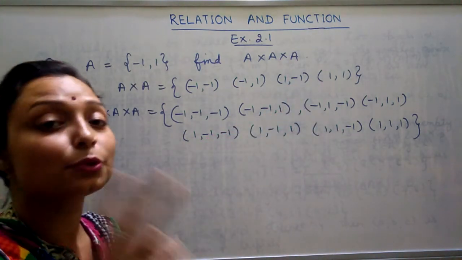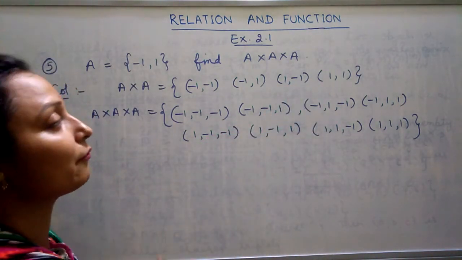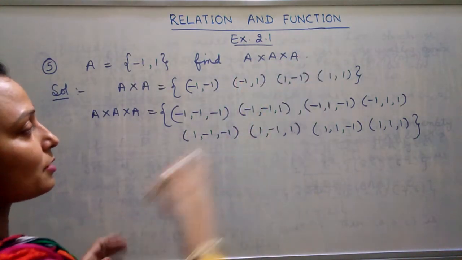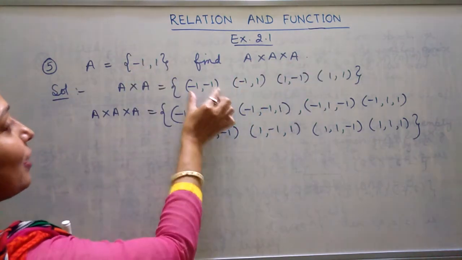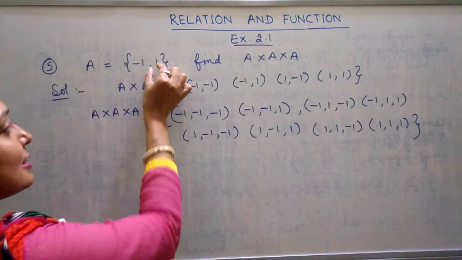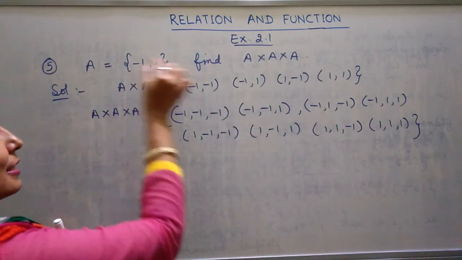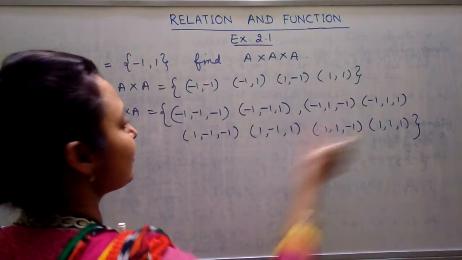Each element has three components. So this is a way to solve A cross A cross A. Taken together, each one is taken with the first element and with the second element. So this is the ordered triplet.